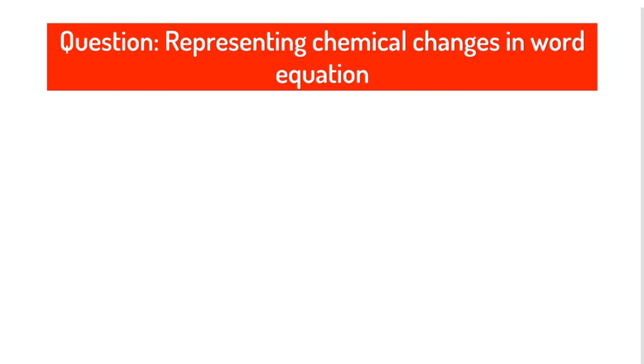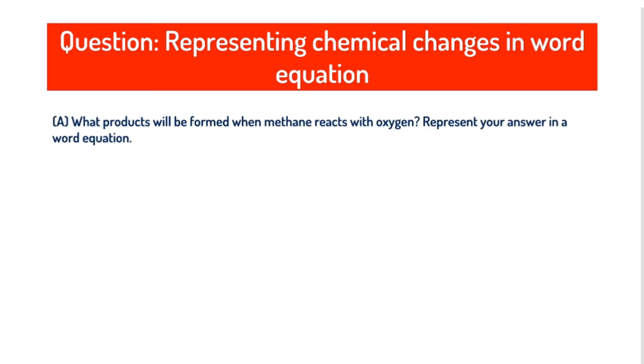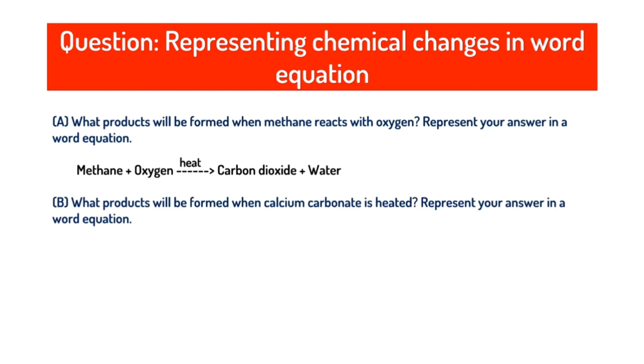Okay, so another possible question is, how will you represent chemical changes in word equation? So an example of the question may be, what will the product be formed when methane reacts with oxygen? So represent your answer in word equation. So basically, when methane is burned in oxygen, you will get carbon dioxide and water, and in this process, heat is needed.